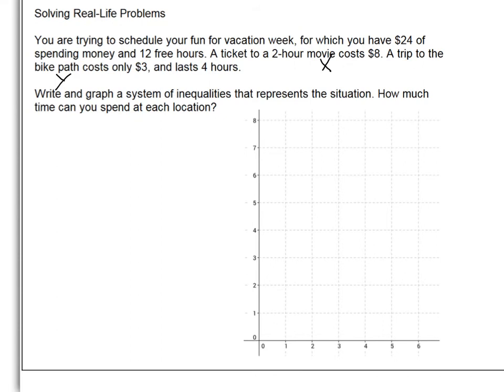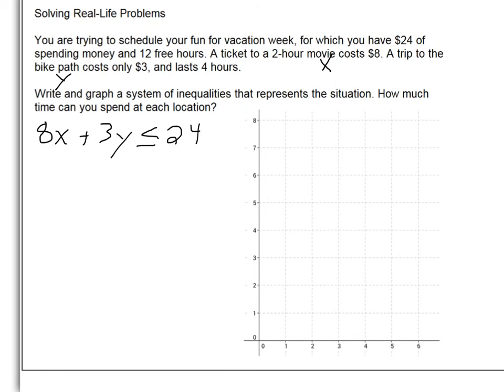To start off, I'm going to think about spending the $24. That means that I can spend $8 for each time I go to the movies, that's 8x, and $3 for every time I go to the bike path, that's 3y, and in total I have to spend no more than $24, so that's going to be less than or equal to 24.